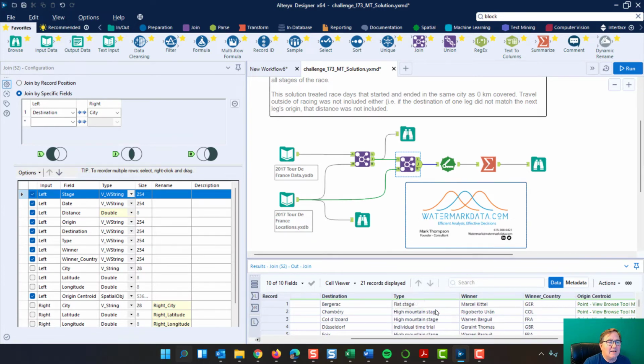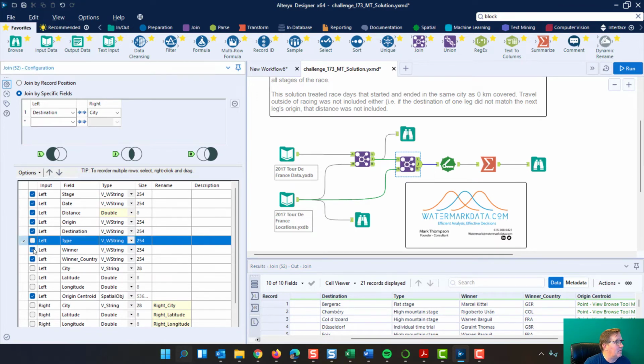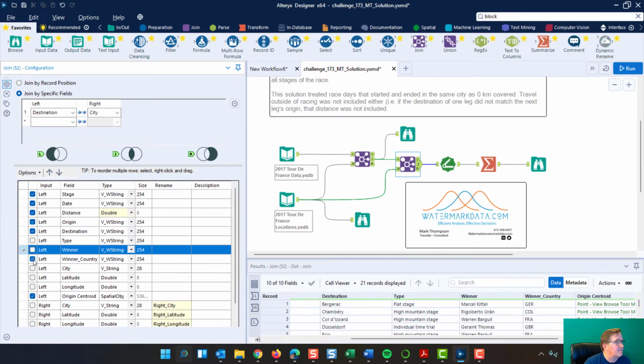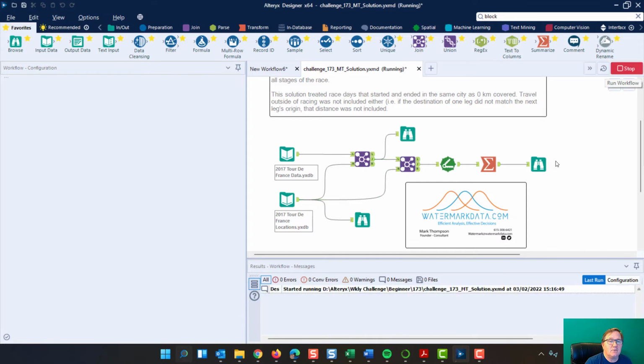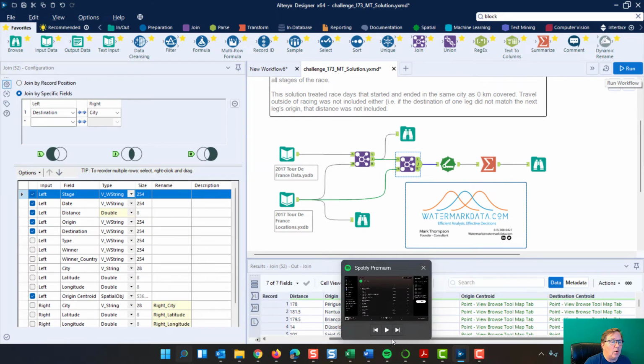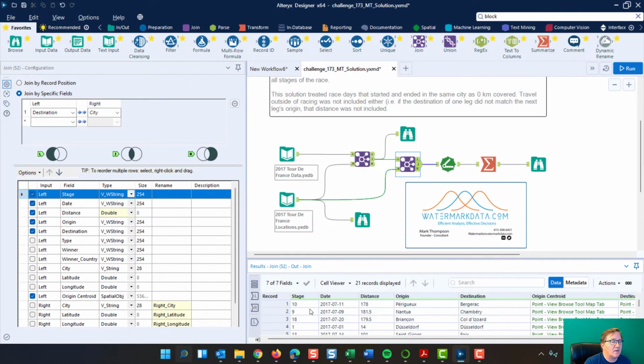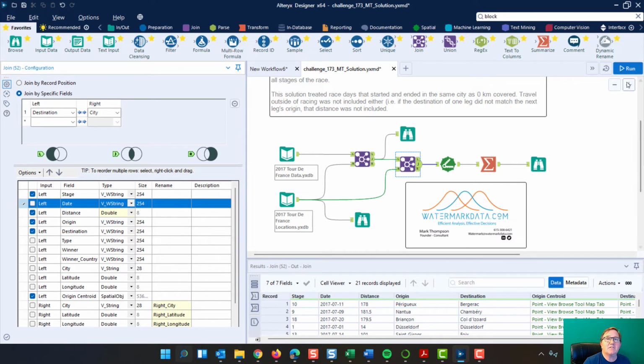With that, we now have a file that shows us the origin, the destination, and you know what? We don't need these three. So I'm actually going to come in here and say, get rid of the type, get rid of the winner, get rid of the winner country. We don't need that. Go ahead and run it. Boil it down. What are we talking about here? Do we even need the date? We do need the stage. We want to know how many. We want to keep it individual like that. So you know what? I'm going to go ahead and I'm even going to get rid of the date and make it even simpler.